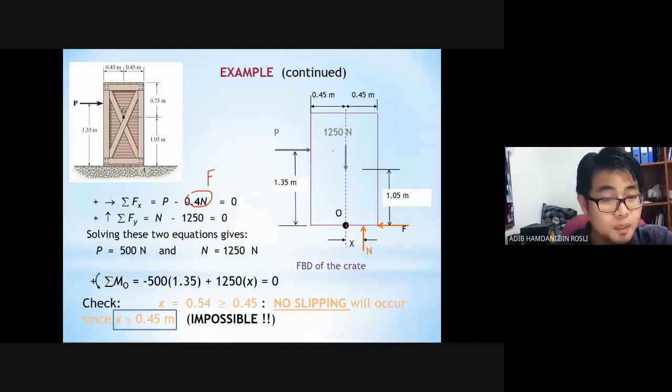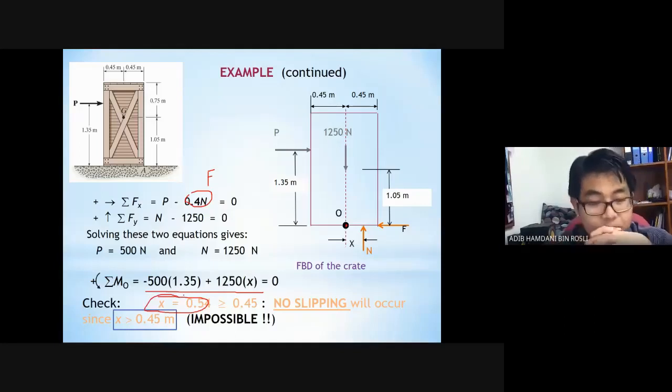So you have this P times 1.35, okay? And then you have this N times X, right? Of course, you have to check plus and minus, okay? The clockwise and anti-clockwise direction, right? And then you solve for X, you get this X equal to 0.54. Pause and think. X equals 0.54.